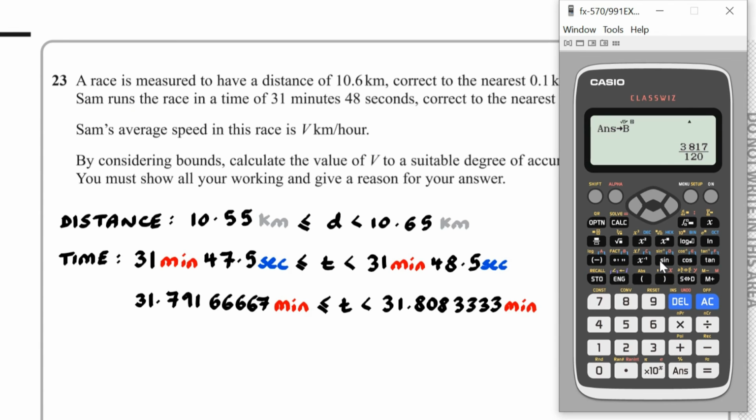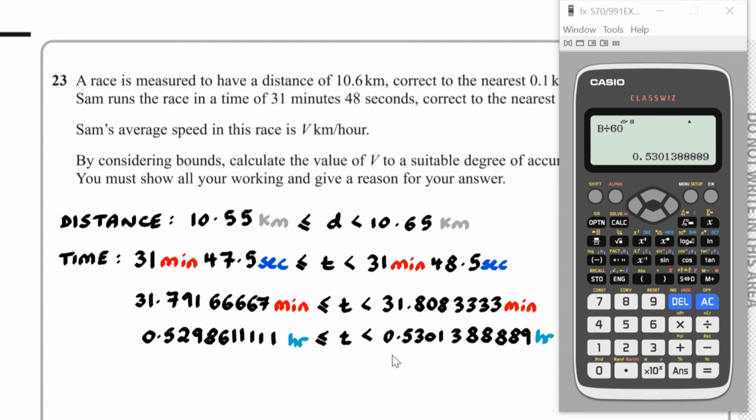So now what we can do is convert these to hours by dividing through by 60. So if I divide A by 60, we get 0.529 etc. hours for our lower bound for the time, and for the upper bound, well, before we do anything else, let's store this into A. And if we take our value of B and then divide that by 60, we get our upper bound shown here. So let's store this into B.